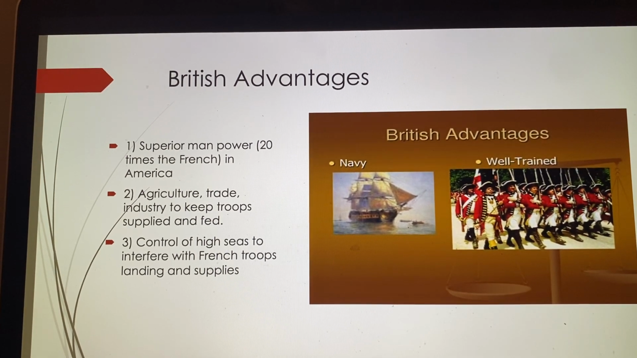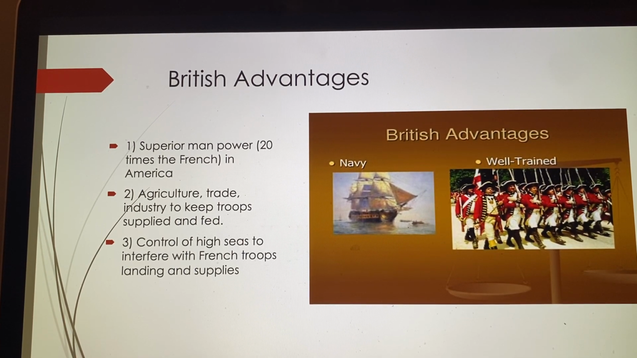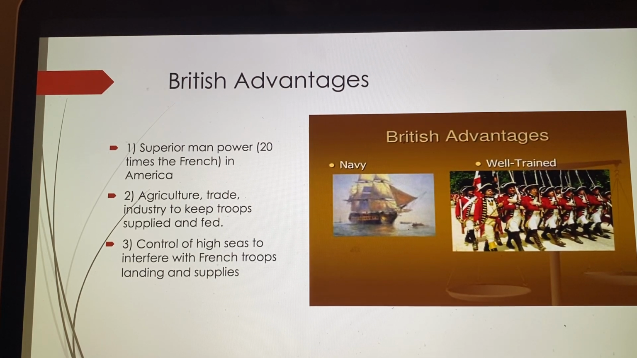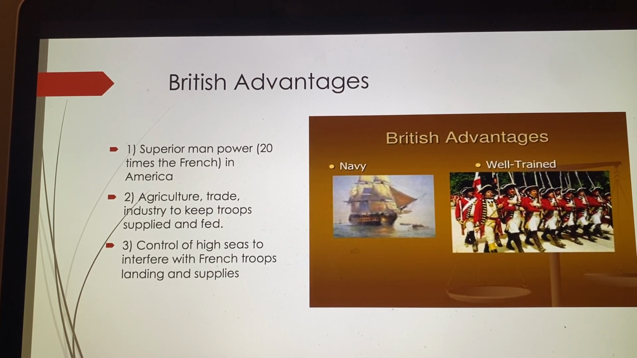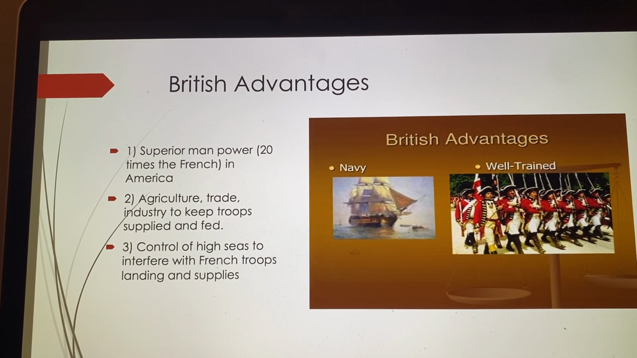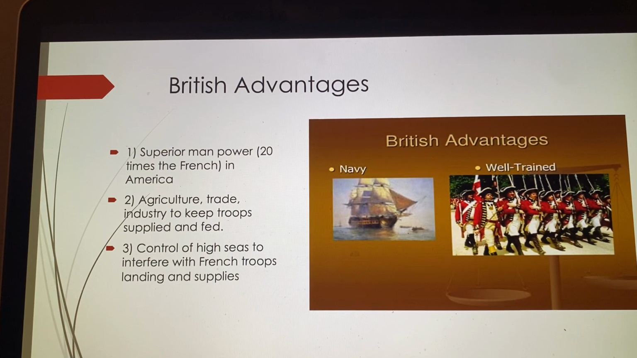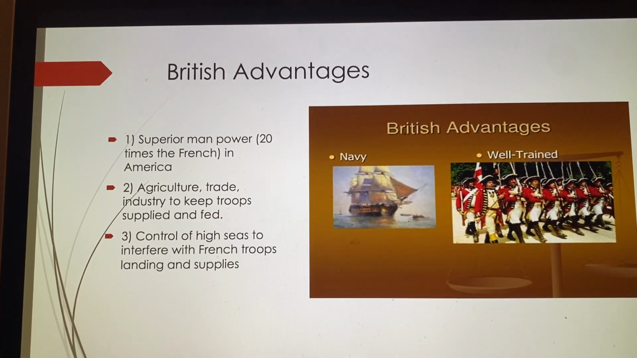And they also had agriculture, trade, and industry to keep the troops supplied and fed. The colonists would take care of the troops that came in and keep them fed and supplied. France didn't have that. And the British also had control of the high seas to interfere with the French troops from landing and stuff. The British Navy was very much to their advantage against the French Navy. So you see, those are some big advantages.